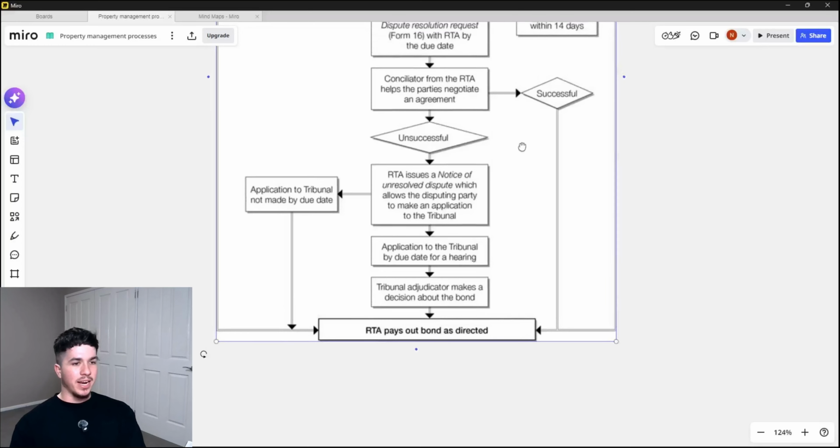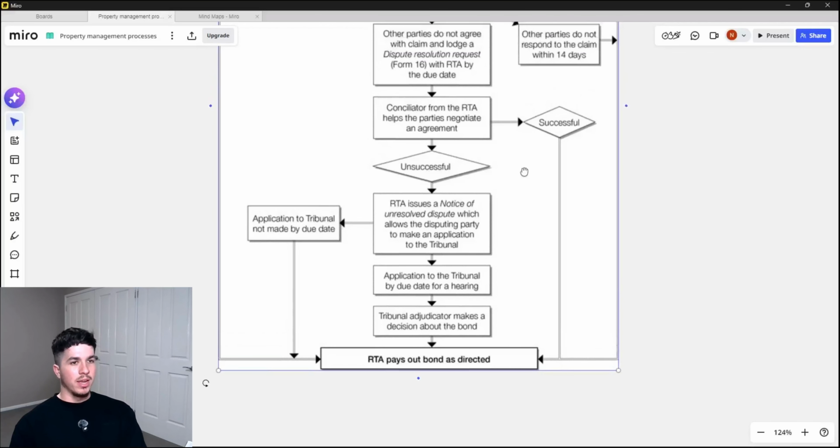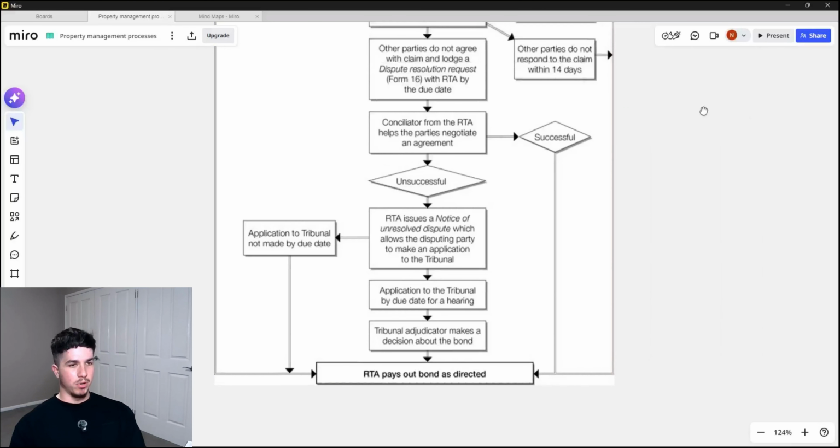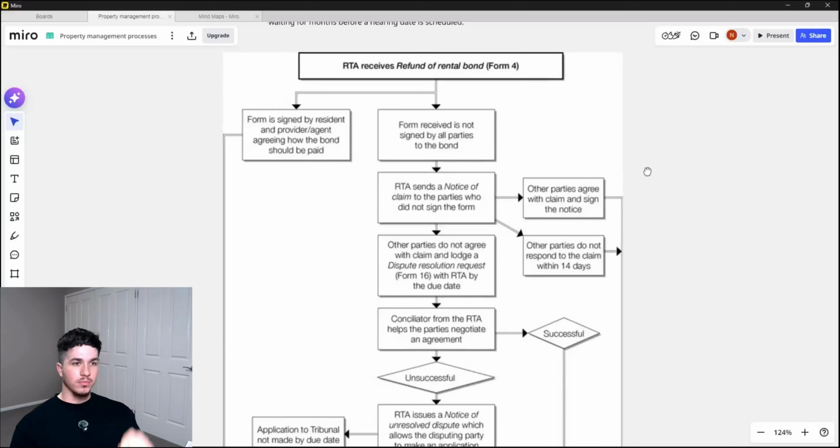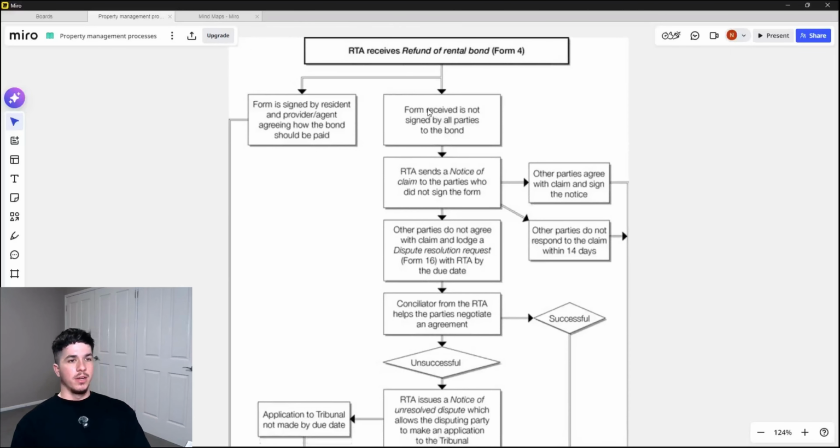So the RTA can only pay out the bond if both parties, the property manager and the tenant, agree. They cannot pay out the bond if both parties do not agree. However, there is one exception to that. Let's say the form is received and the tenant claims a full bond and we say, no, you need to pay $1,000 in rental arrears.